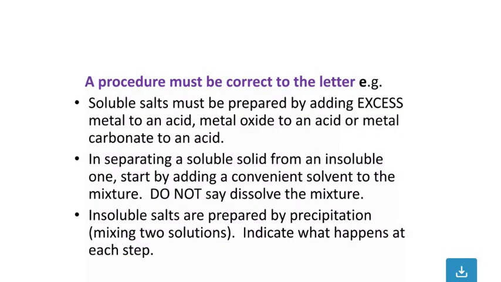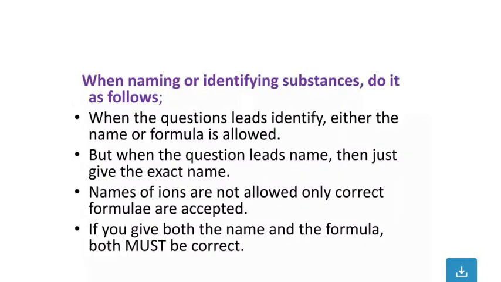Now, a procedure must be correct to the letter. That is very important. A soluble salt must be prepared by adding excess metal to an acid, metal oxide to an acid, or metal carbonate to an acid. In separating a soluble solid from an insoluble one, start by adding a convenient solvent to the mixture. Do not say dissolve the mixture. Insoluble salts are prepared by precipitation, mixing two solutions. Indicate what happened at each step.